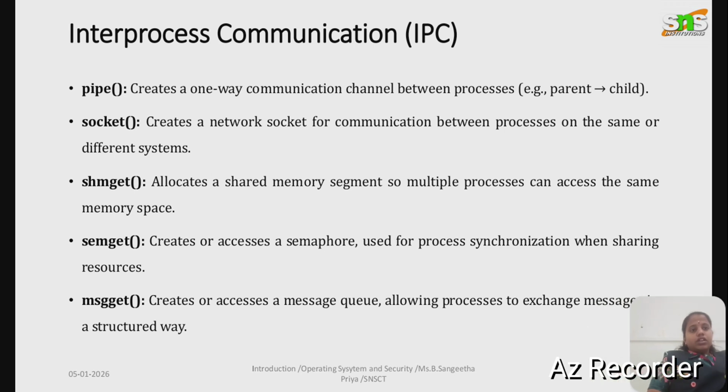Next is interprocess communication. Pipe creates one-way communication between processes. Next is socket, communication over the network. Then shared memory allocation. Next is semaphore creation, and the last one is message queue operations.